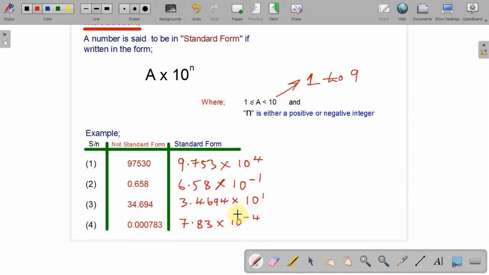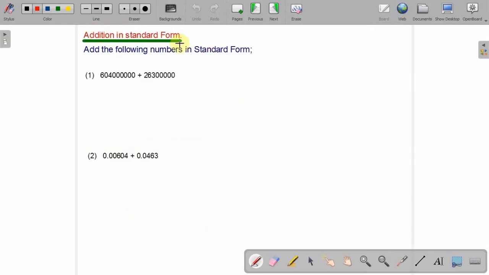Let's now learn how to add, subtract, multiply, and divide numbers in standard form. Addition in standard form. The question is, add the following numbers in standard form. Number 1, we are given 604 million plus 36.3 million.